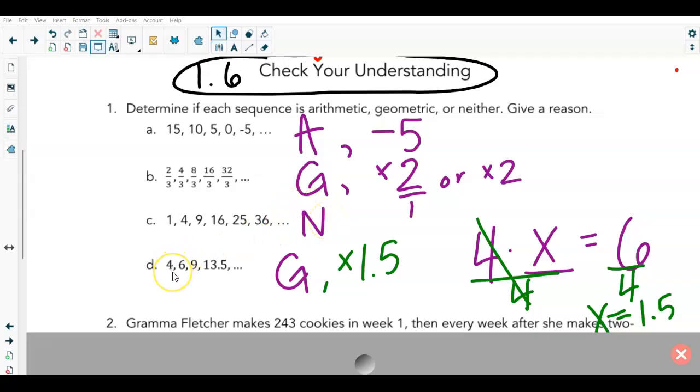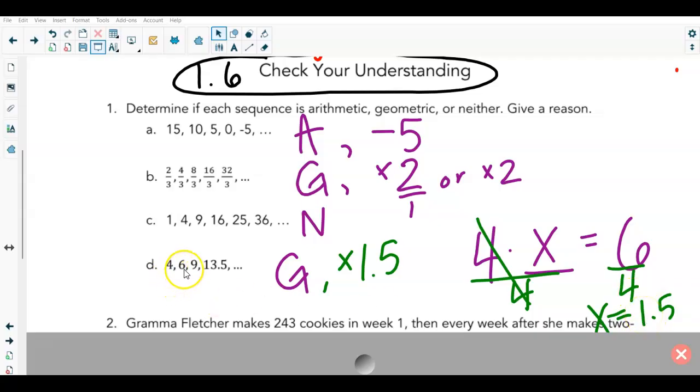The last one's tricky. If you tried adding 4 plus 2 to get to 6, plus 2, 8 would need to be next. So you know it's not arithmetic. And geometric, you may say, okay, well, 4 times something has to get to 6. Right away, you might know it's not a multiply by a whole number. And so that's where you would say, this little side problem over here, 4 times something has to get us to 6. Well, if we want to know what that x or that something is, we can divide by 4 to get that multiplier by itself. If we divide by 4 here, we divide by 4 here, and we see, oh, it would be 1.5.